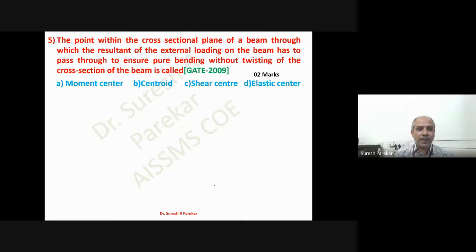Option is B. Then the point within the cross-sectional plane of a beam through which the resultant of the external loading on the beam has to pass, to ensure bending without twisting. So as before, this is the force passing through the shear center, the point where we do not have twisting moment. So again we have shear center, option C.